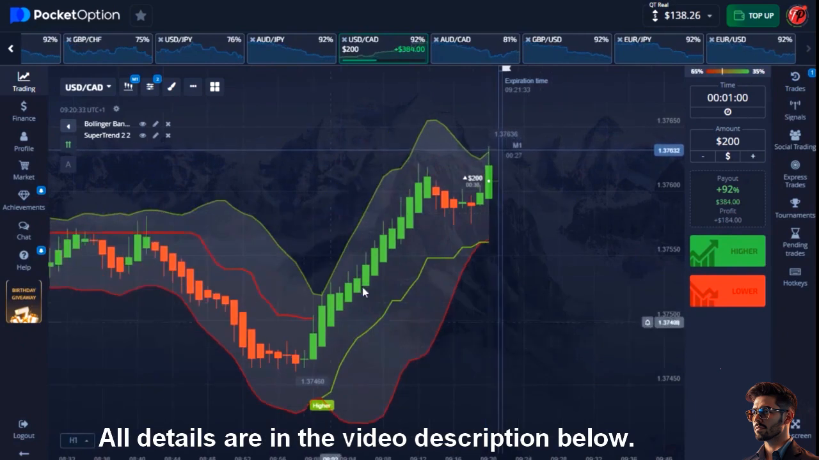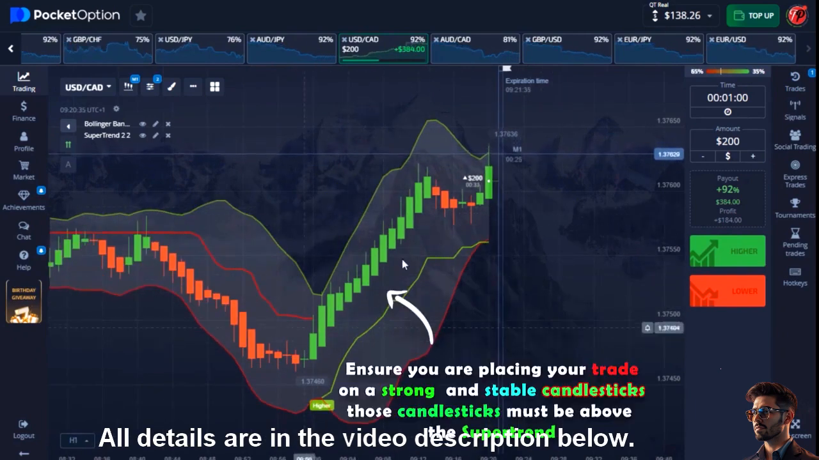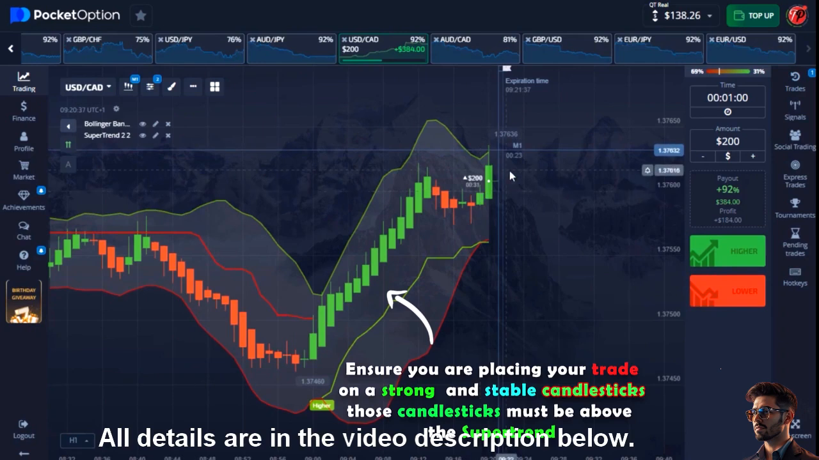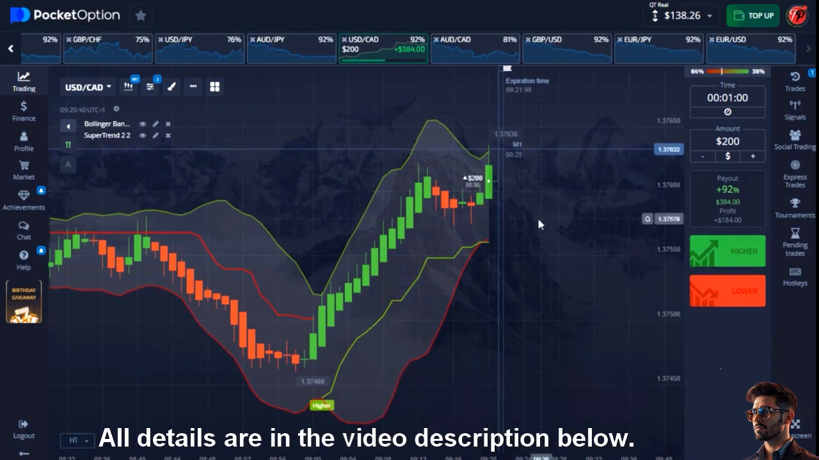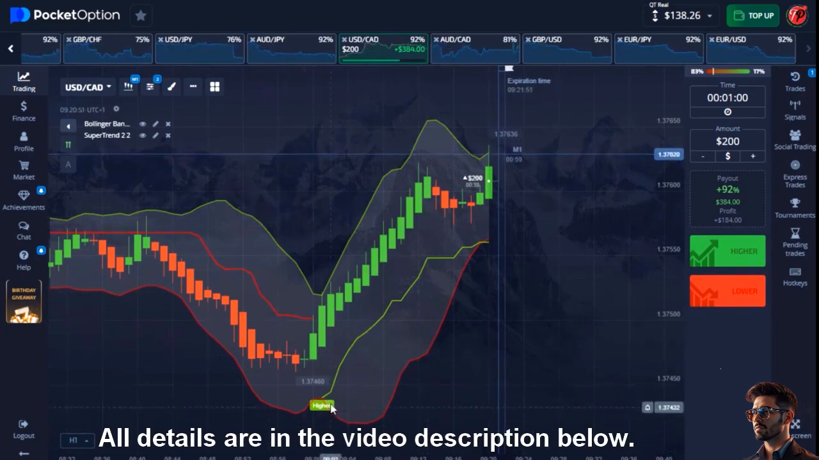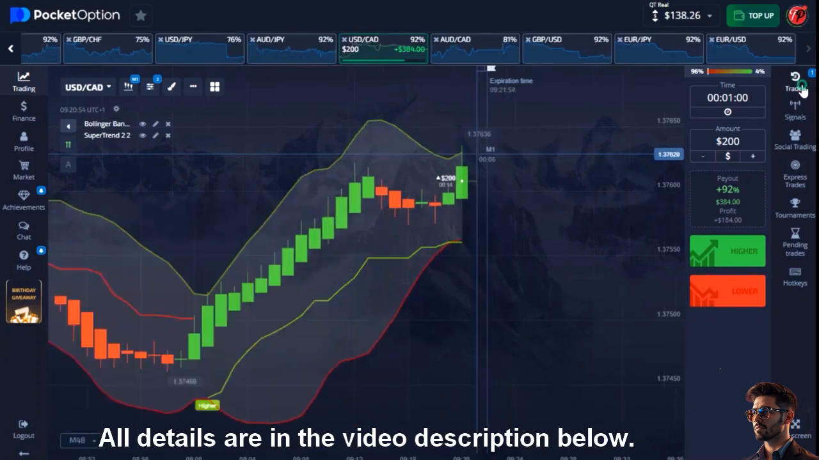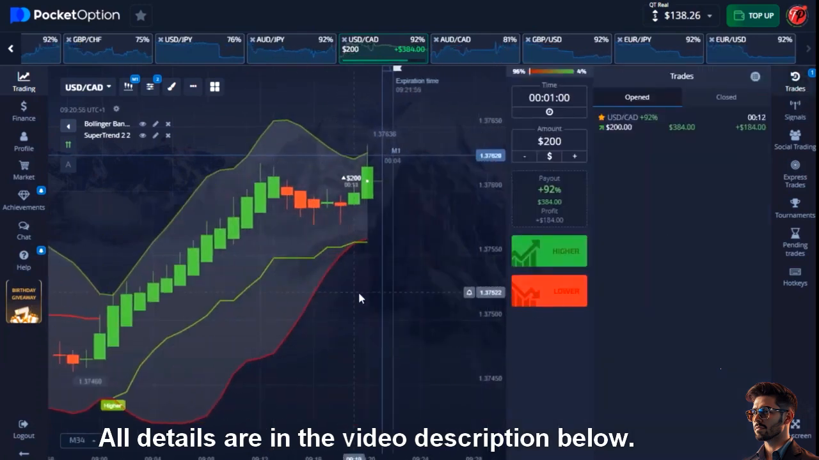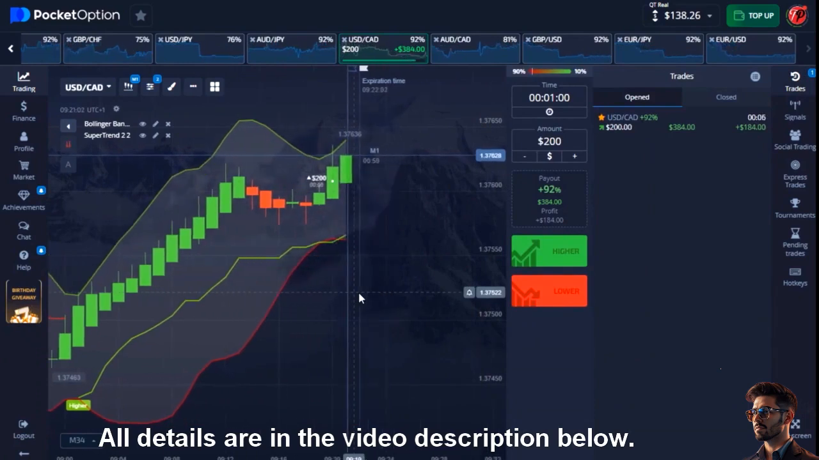Always make sure that the trend that you're placing your trade on is a very strong trend, going up in an uptrend if you're going for an up trade. All right. And the last thing is to make sure that you're having all the candlesticks above the super trend signal right there. It's very important. All right. So we have less than 10 seconds right now to close this trade. So let's wait and see if there's going to be a good one.